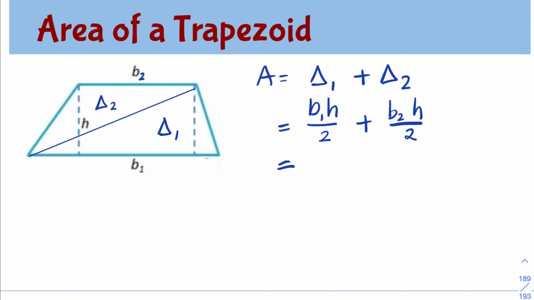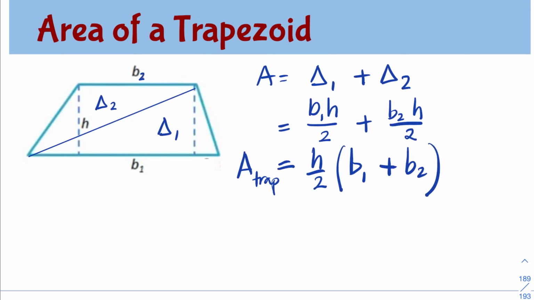So we can take out h over 2 from each fraction. If I take out h over 2 from the first fraction, I still have base 1. For the second, I will have base 2. That is why the formula for the area of a trapezoid is equal to h over 2 times the quantity base 1 plus base 2. And this is the formula that we will be using.